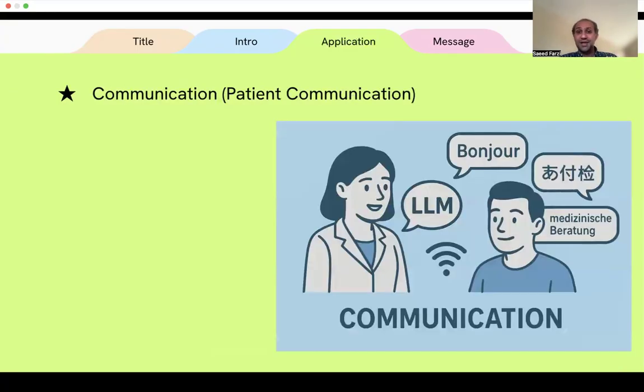Communication. Imagine that baby who wants to be a doctor is a doctor right now. He is talking in English, but his patient is talking in Chinese. Really interesting. It can enable communication.